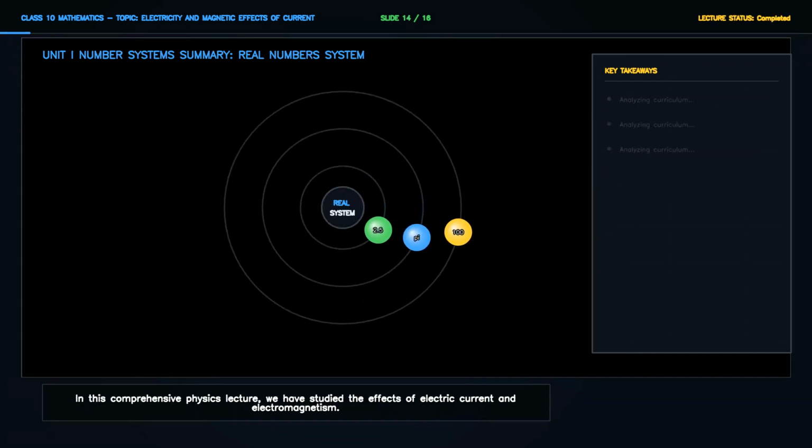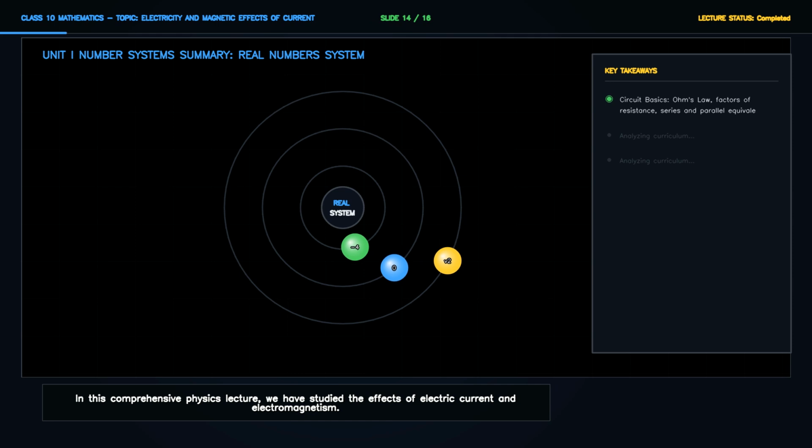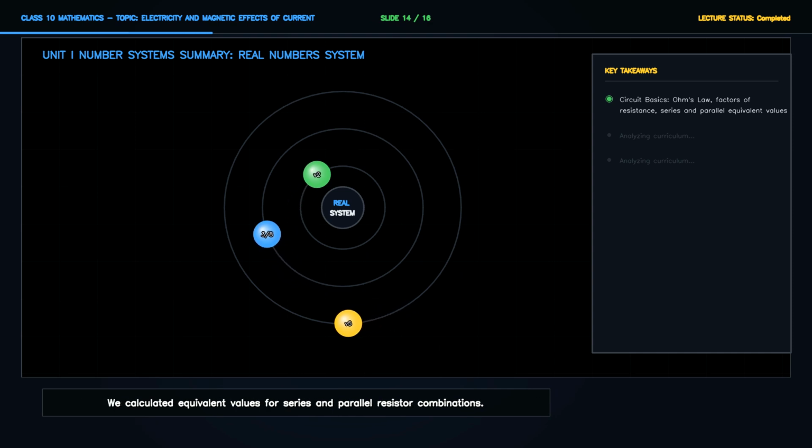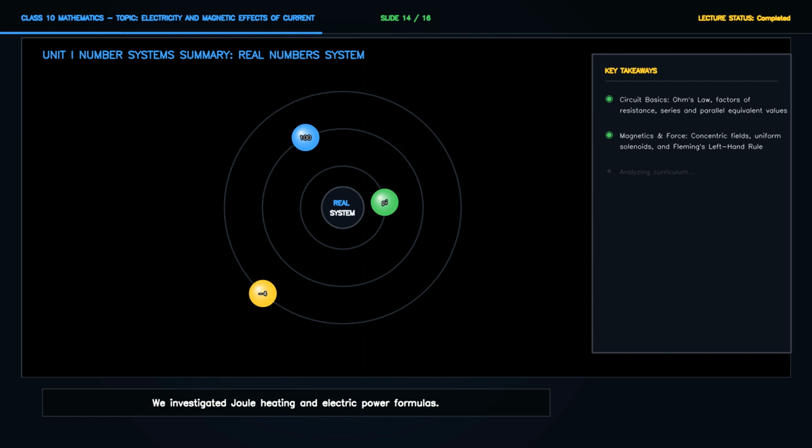In this comprehensive physics lecture, we have studied the effects of electric current and electromagnetism. We explored electric current, potential difference, and Ohm's law, detailing how resistance varies with length and area. We calculated equivalent values for series and parallel resistor combinations. We investigated Joule heating and electric power formulas.